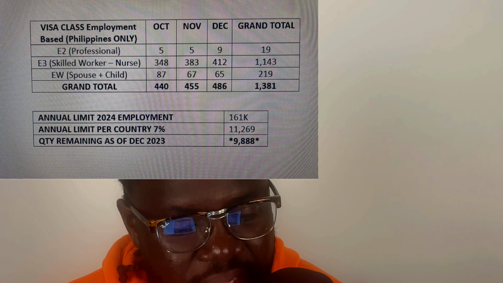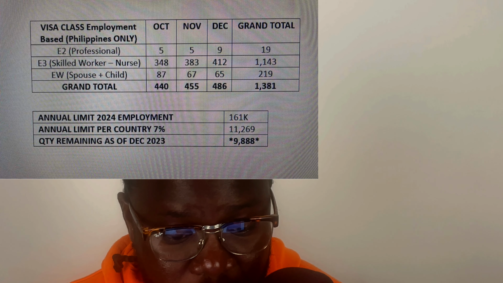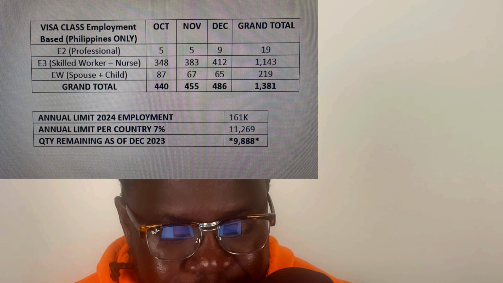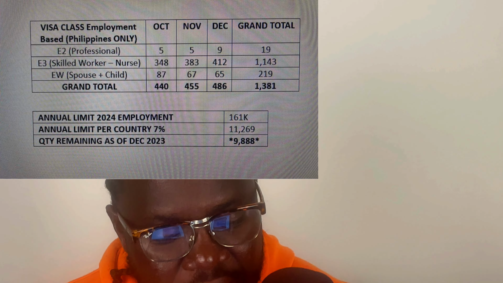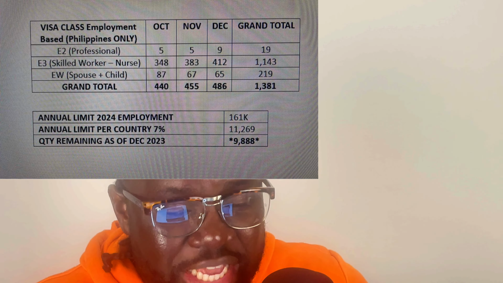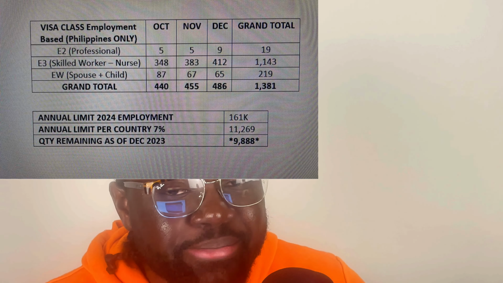Now, if you combine all these visas, that means a grand total of 1,381 visas were issued, employment-based. This is going to play a role here. Now, the annual limit for the 2024 EB3 category visa, they're going to issue 161K. That is the target they've set for 2024 EB3. Employment-based visas, 161K for the fiscal year on 1st October 2023 through to 30th September 2024.